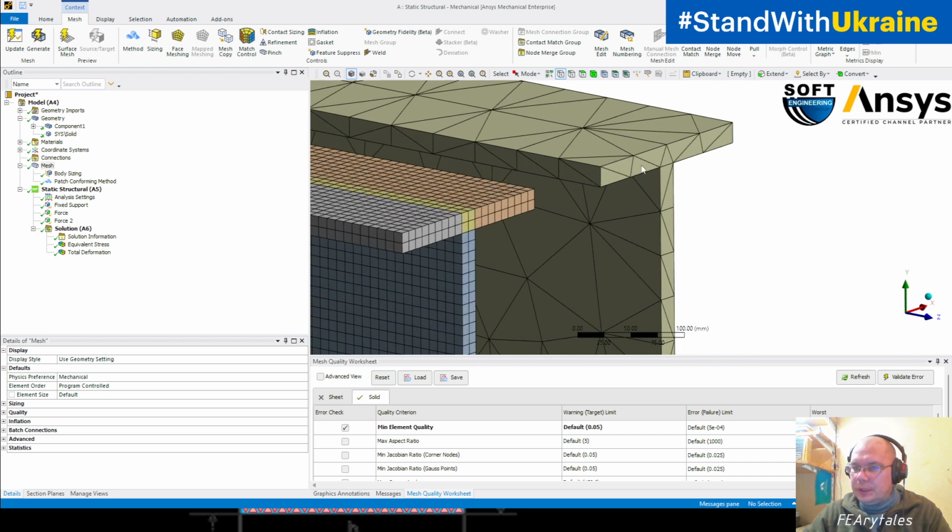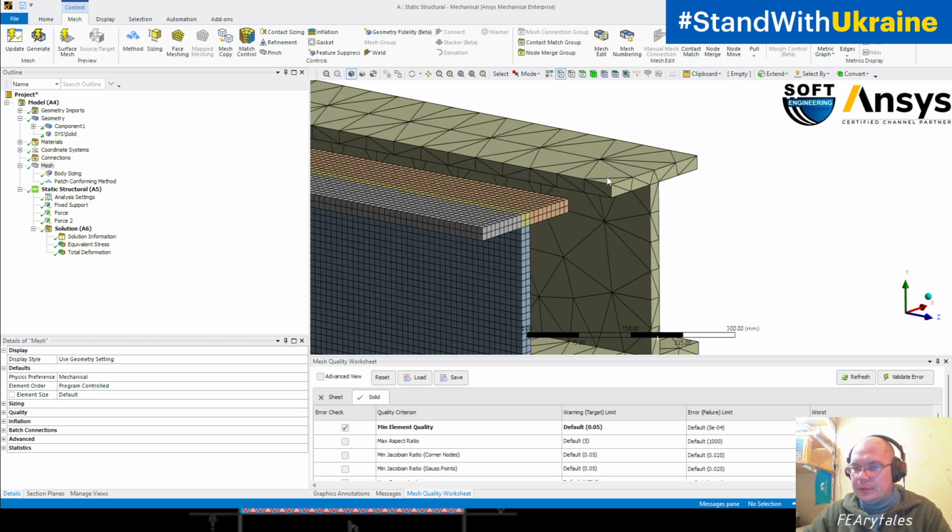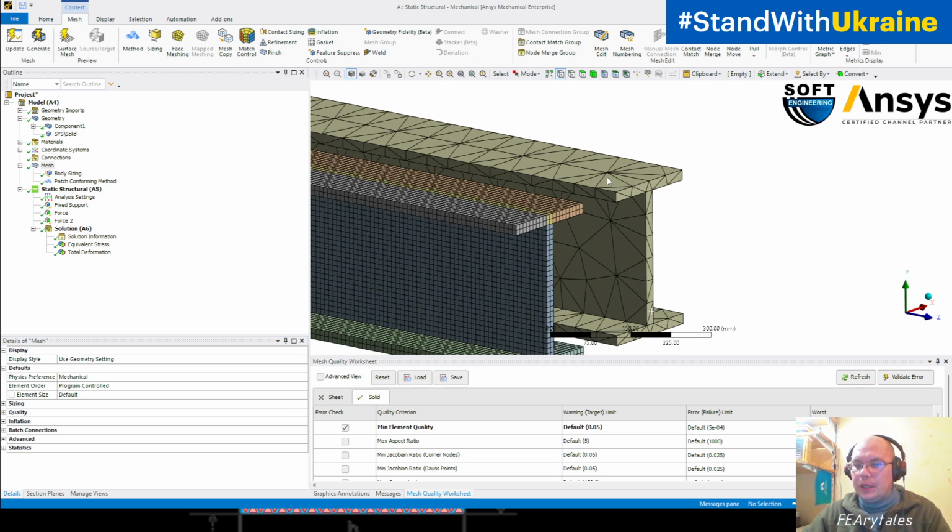And we don't need to create a mesh like this if we need a general stress distribution, if we need a general behavior. We need this mesh only if we need a local stress distribution in some place.